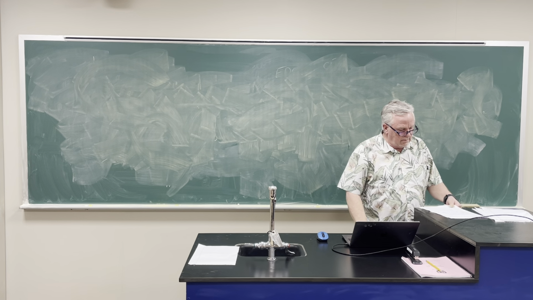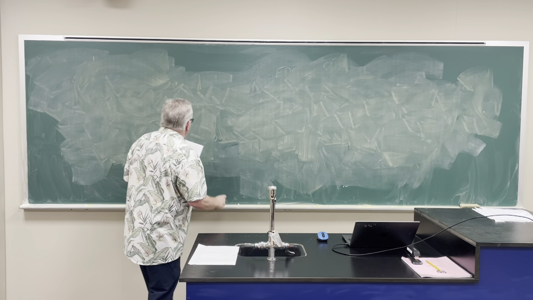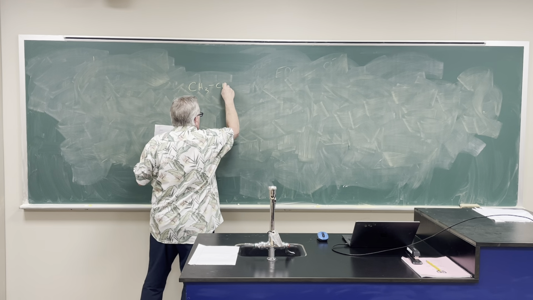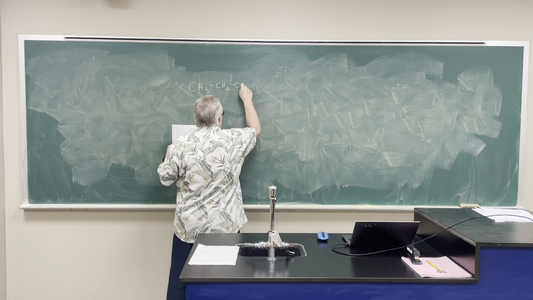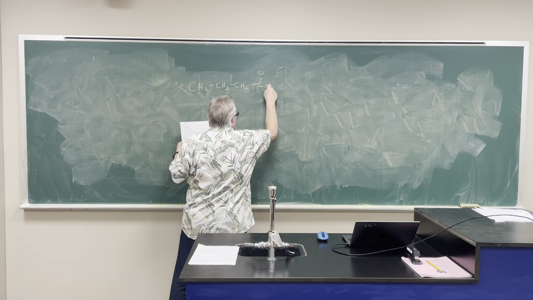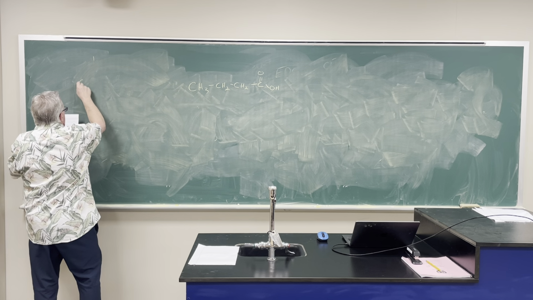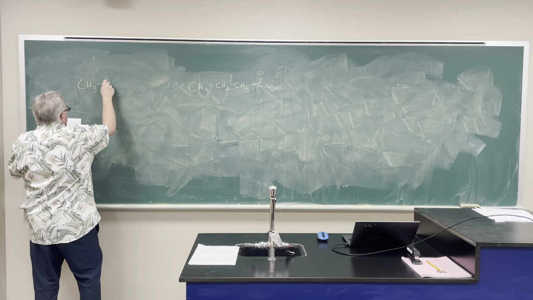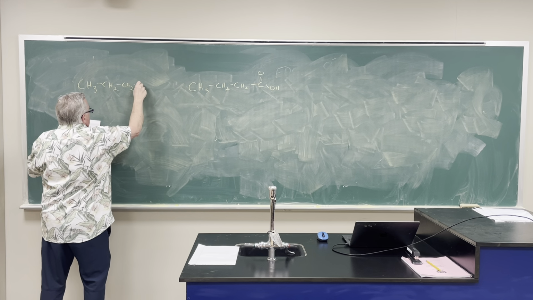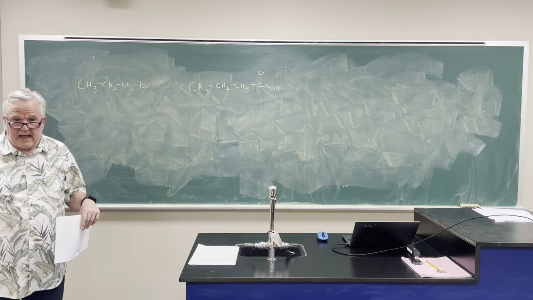So it's asking us to make a carboxylic acid. It's asking us to make this carboxylic acid from this alkyl bromide. We did that at the beginning of class, okay?